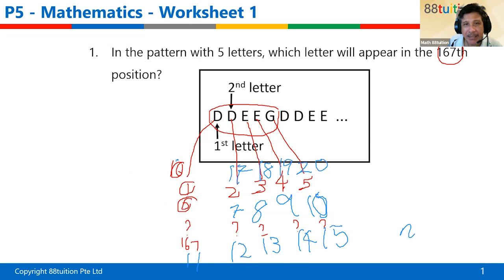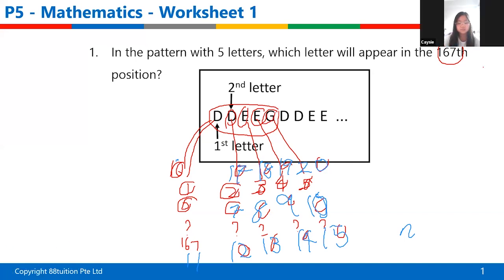Do you see whenever you have a 6 or a 1 in the ones place, it will be under the first letter. Whenever you see a 7 or a 2, it is actually the second letter. When you see an 8 or a 3, they are the third letter. When you see a 9 or a 4, they keep repeating. It is the fourth letter. And when you see a 0 or a 5, they are in the fifth place. Do you see this? Yeah.